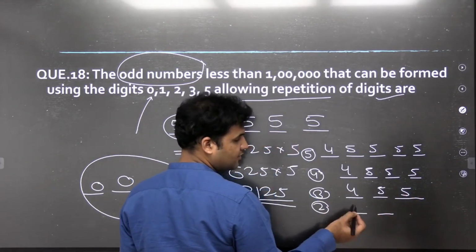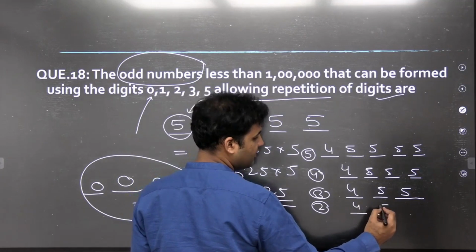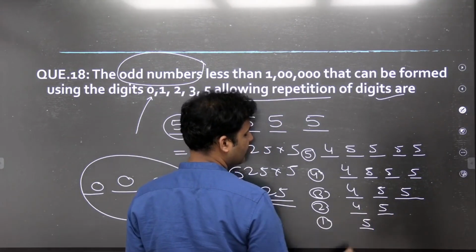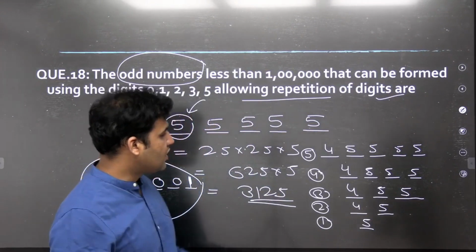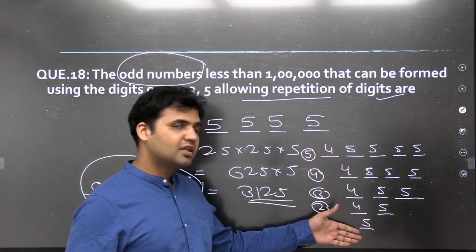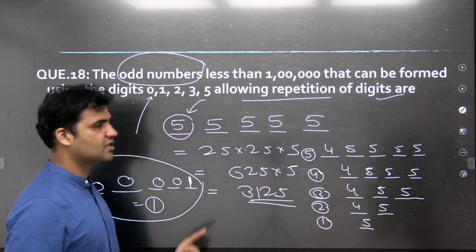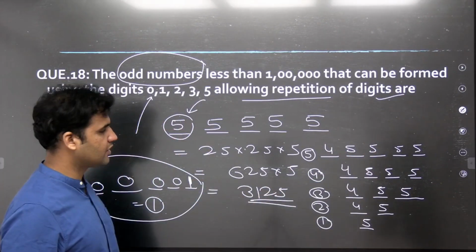For a 2 digit number, this place can be filled in 4 ways and this place can be filled in 5 ways. And for a 1 digit number, this place can be filled with any of the 5 digits. Right? So if you multiply all these values and add them up, 4 into 5 into 5, you will get the same answer, 3125. You can cross check it also.